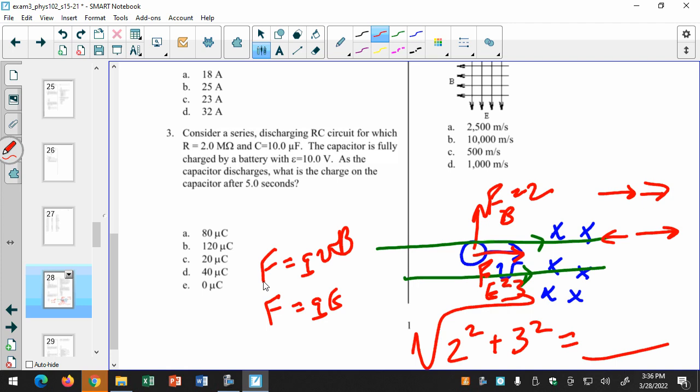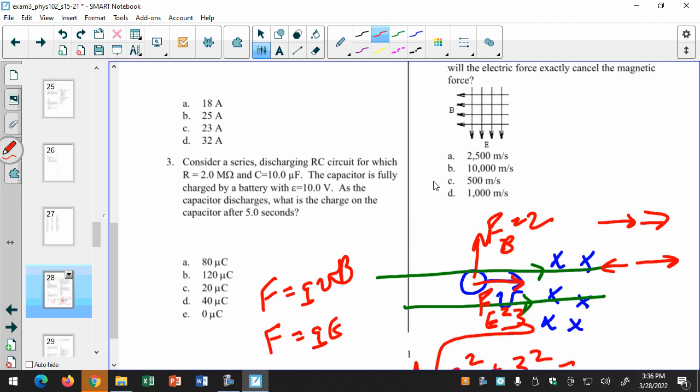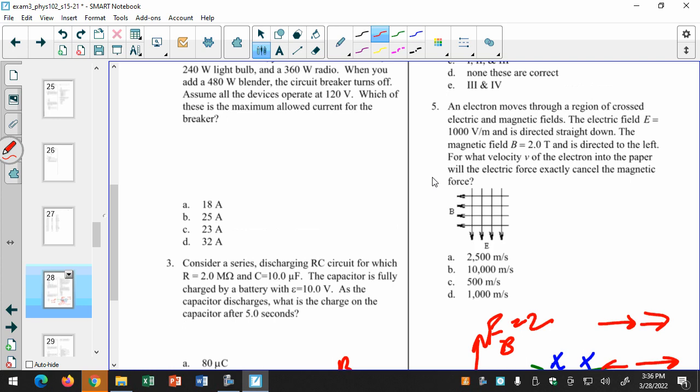Y'all get that question? There's just one question like that. This number 5 is a similar question where you're setting QE equal to QVB, and you're looking for V. So V then is equal to E divided by B, so that these two cancel out.